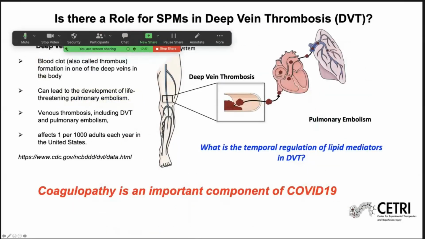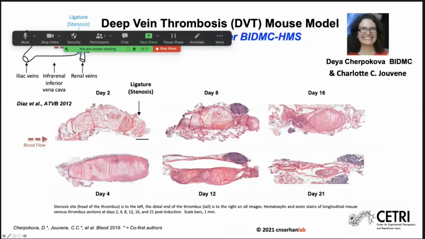Using this system, and just before COVID, we looked into deep vein thrombosis. So what is the temporal relationship of lipid mediators in this deep vein thrombosis, known to be a problem in pulmonary embolism? And as we learned during COVID, coagulopathies proved to be an important component of the COVID-19 infection.